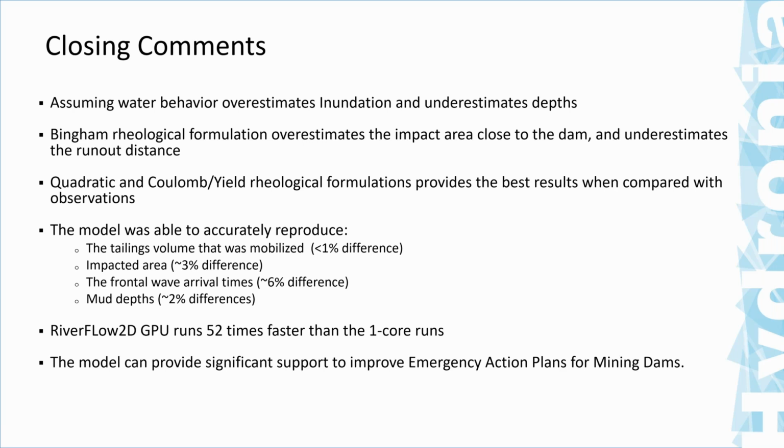The quadratic and Coulomb-Yield rheological formulations provide the best results when compared with observations. And the model was able to accurately reproduce the tailings volume with an error of less than 1%. And this, I think, is remarkable because we didn't use any assumption in terms of the volume that was mobilized. The impacted area was around 3% different with respect to the observed one. The frontal wave arrival times have an error of about 6%, and the mud depth at the points that we analyzed was also pretty close, with errors of around 2%.